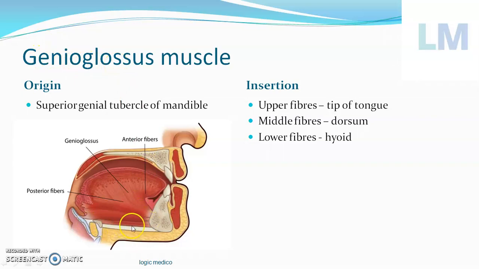So this geniohyoid forms the root of the tongue. If you try to pluck out the tongue, it won't come because geniohyoid is anchoring this tongue to the bones, that is the mandible and the hyoid bone. So it's called the root of the tongue.